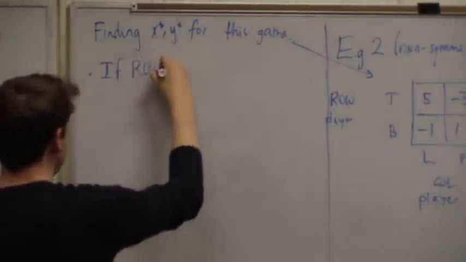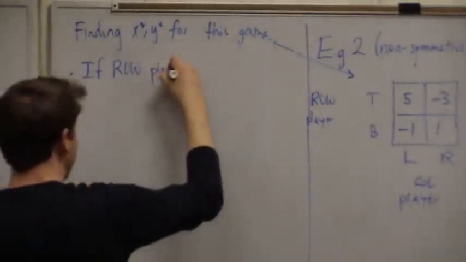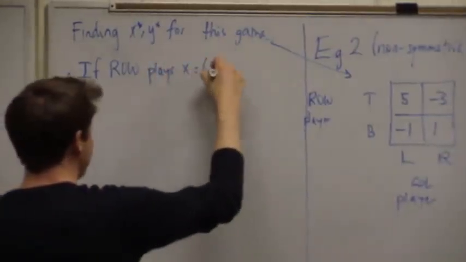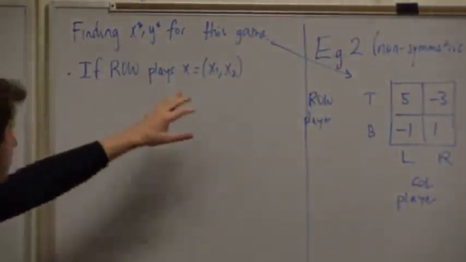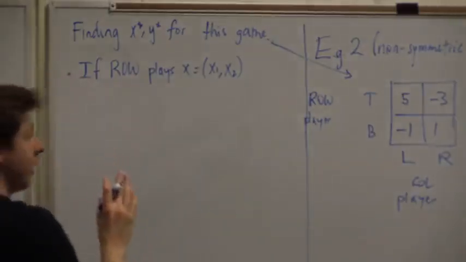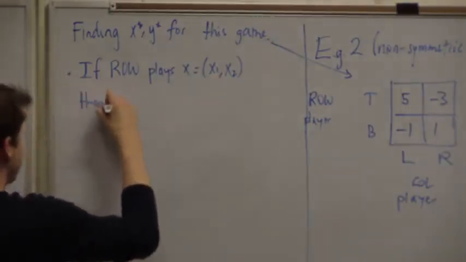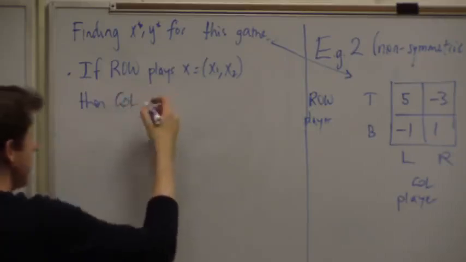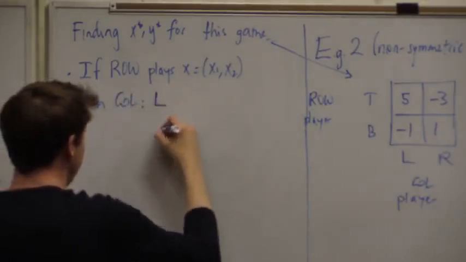the row player can reason as follows. Say I'm the row player, and I'm playing some strategy x, which is x1 and x2. I don't know yet what is a smart value of x1 and x2. But I definitely know that if the column player believes that this is what I'm playing, then the column player will reason in a similar way as before. He will say, well, I could play left or I could play right.